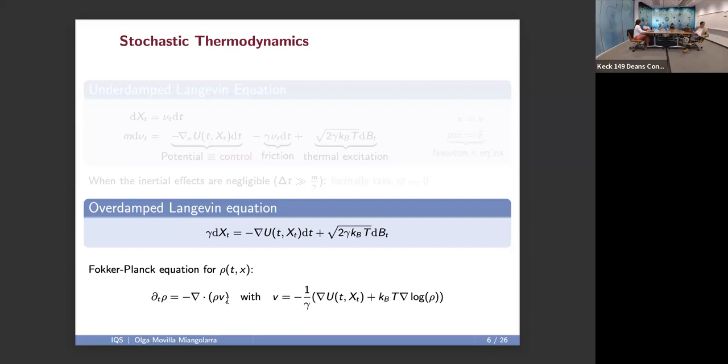So here, to write this as a continuity equation, we have defined this v, this mean velocity, as minus 1 over gamma times these two forces, minus the potential force, plus some sort of entropy. So with this, we have defined the dynamics of our model at the level of single particles and also at the level of the ensemble. And now to actually do some thermodynamics, we need to define how this particle exchanges energy with the environment and also with the external potential.